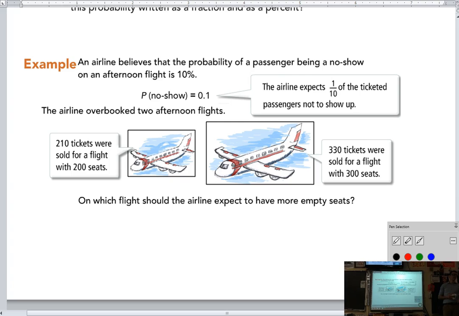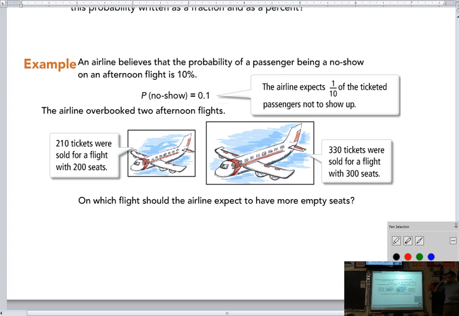Unfortunately for the airline, if that doesn't happen and everybody shows up, your plane can't take everybody. So you convince people, with first class upgrades, free meals, free tickets, free vouchers, to not ride that plane and you put them on the next one. So they assume that the probability of a no-show is 10%. 10% of the people that book tickets don't show for this certain airline.